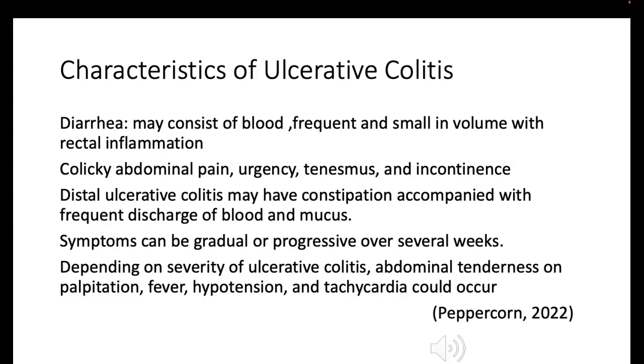Distal ulcerative colitis may have constipation accompanied with frequent discharge of blood and mucus. Symptoms can be gradual or progressive over several weeks. And depending on the severity of ulcerative colitis, abdominal tenderness on palpation, fever, hypotension, and tachycardia could occur.